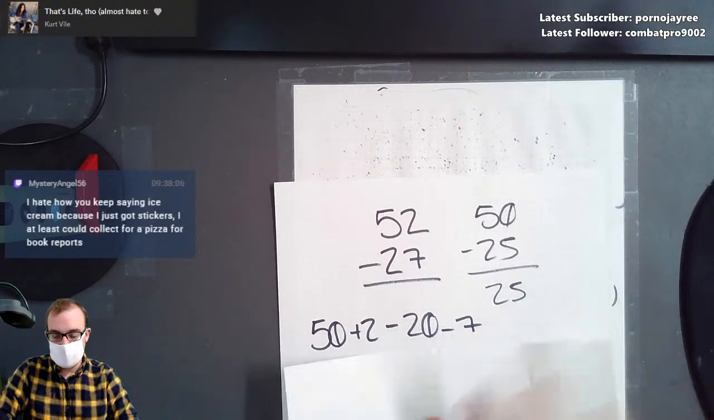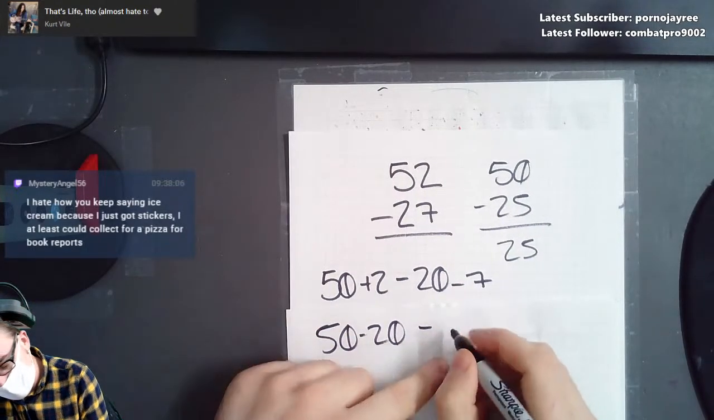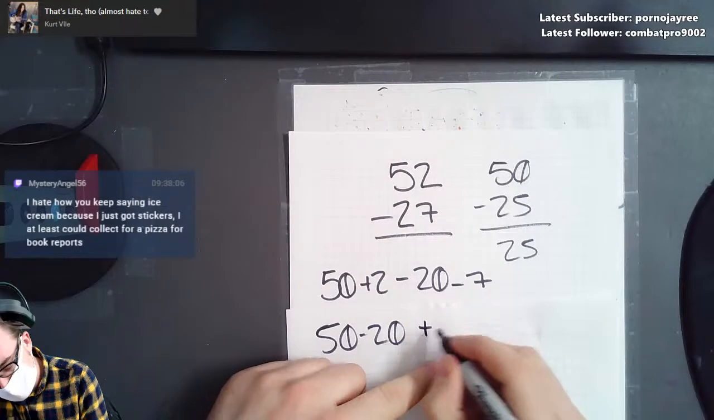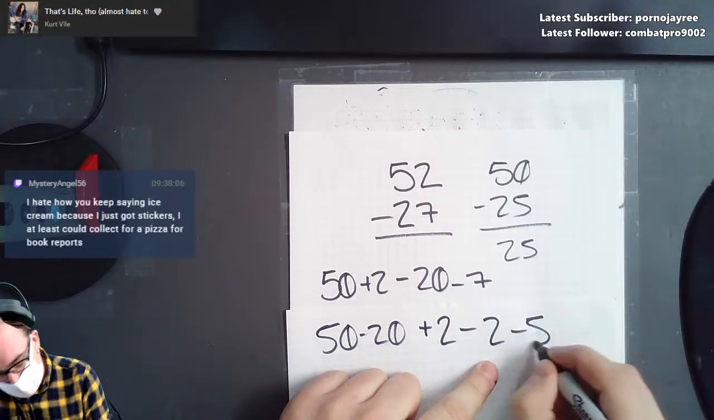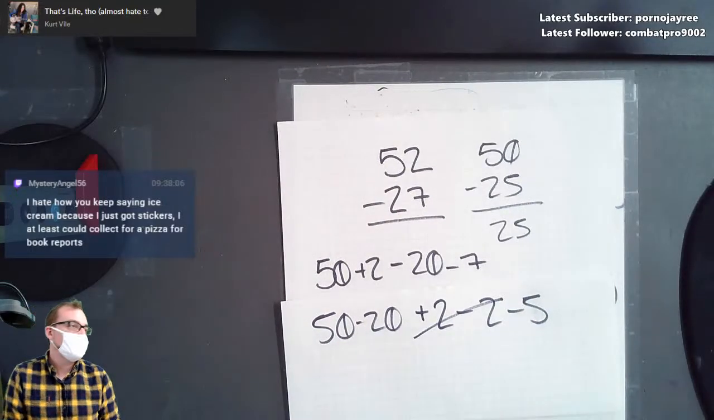If you really want to be pedantic, you could be like, look, 50 minus 20. And let's do positive 2 minus 2 minus 5, right? I'm reimagining that 7, right? Gone. 25.